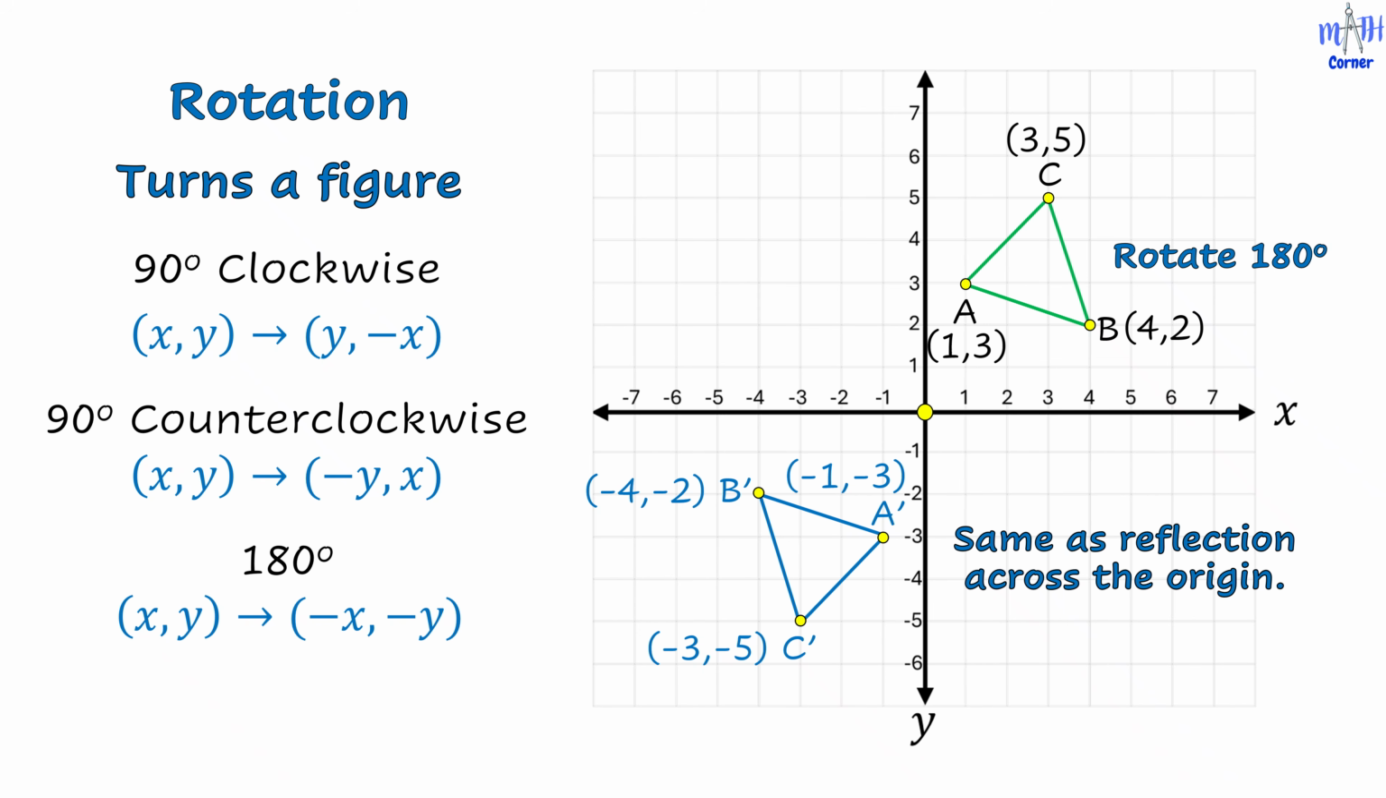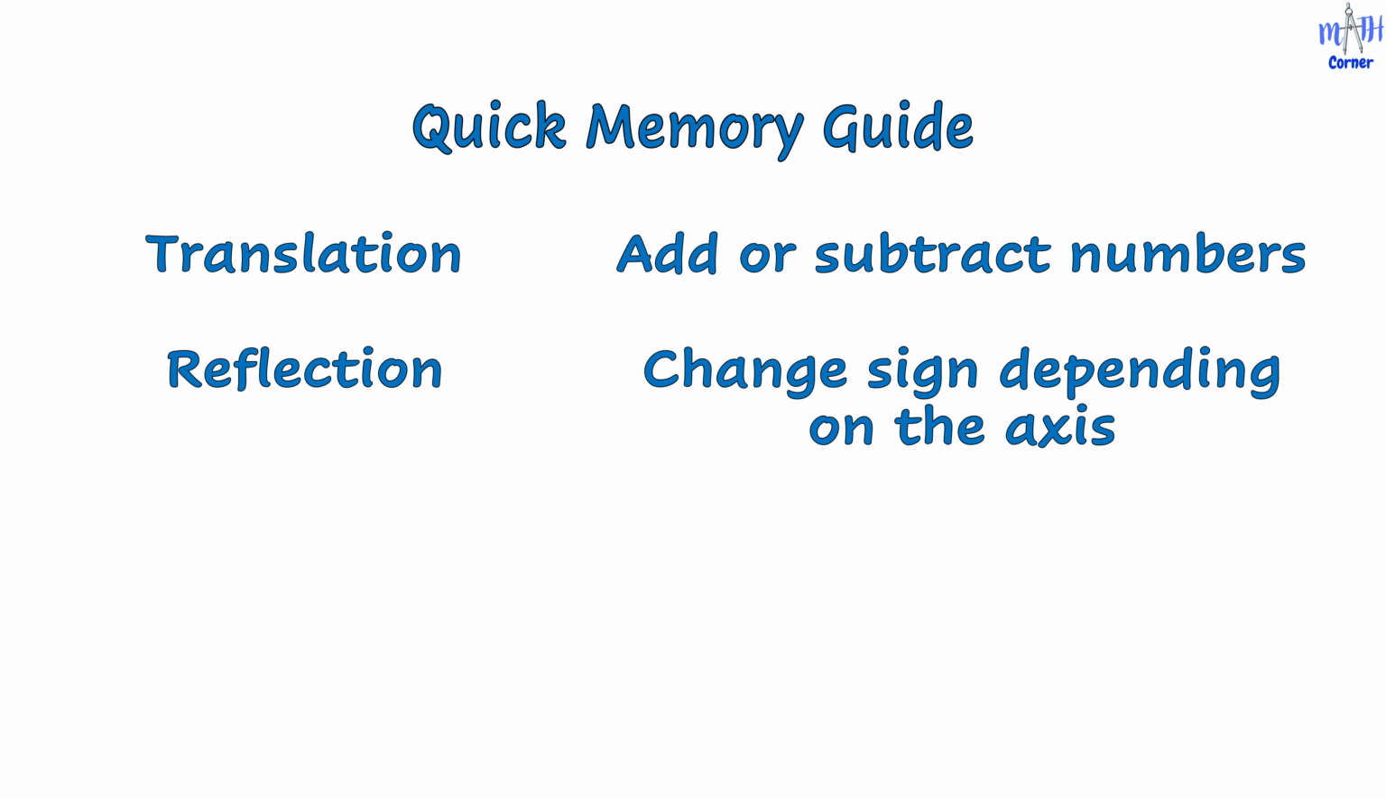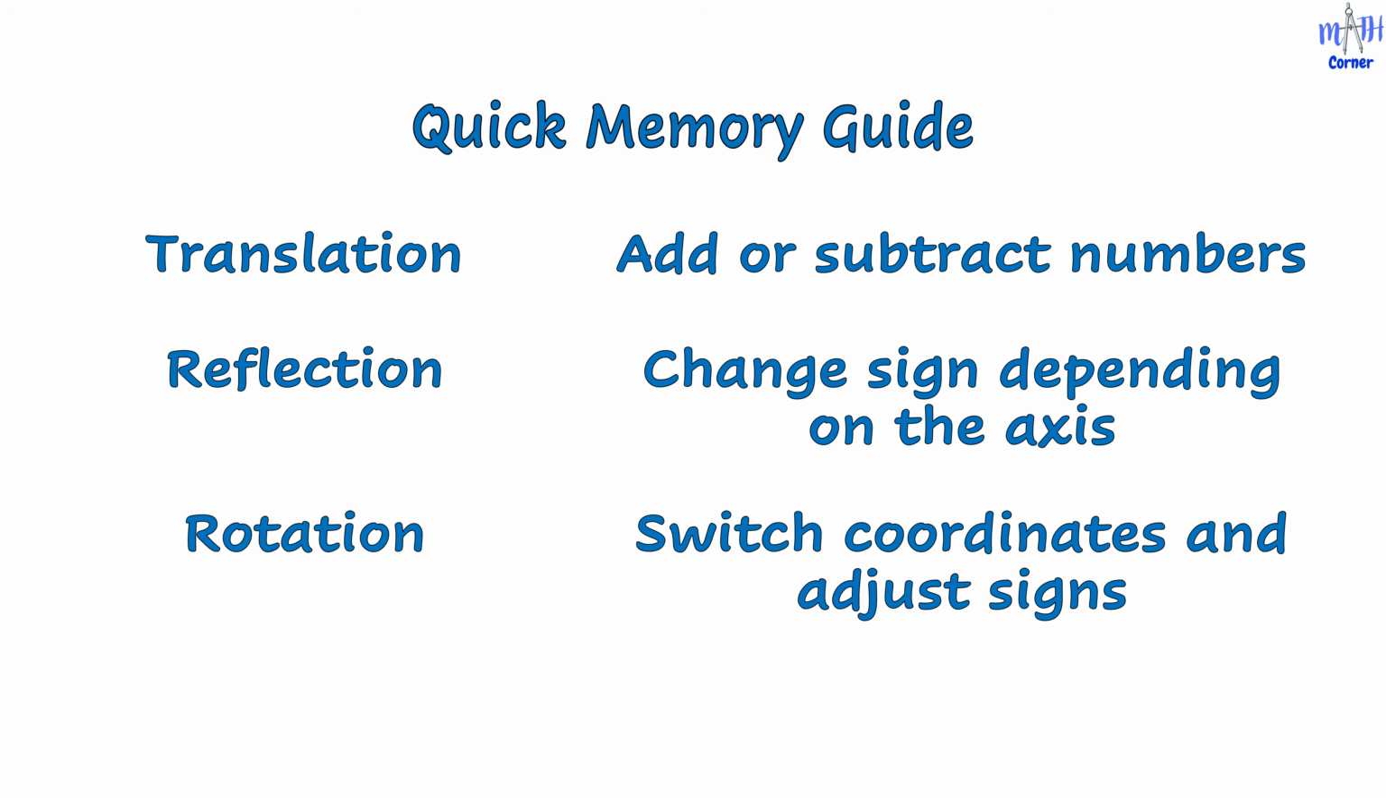And we are done transforming figures. This is our quick memory guide. In translation, add or subtract numbers. In reflections, change signs depending on the axis. In rotation, switch coordinates and adjust signs. Remember, the more you practice the rules, the faster transformations become.